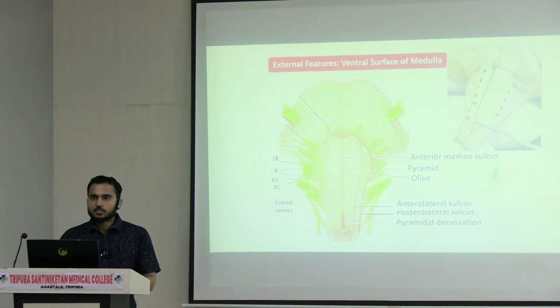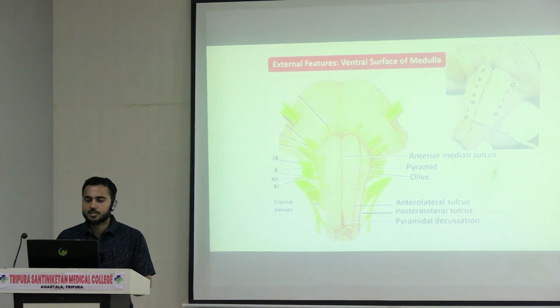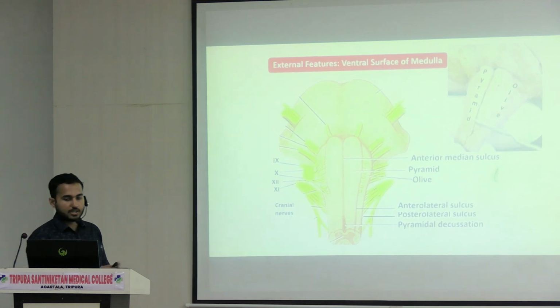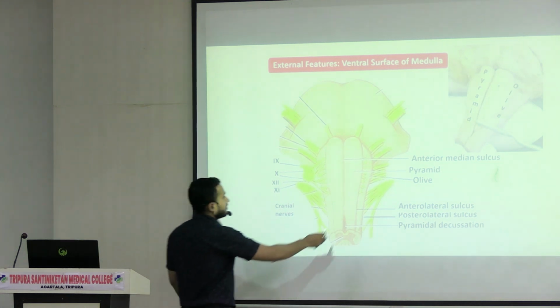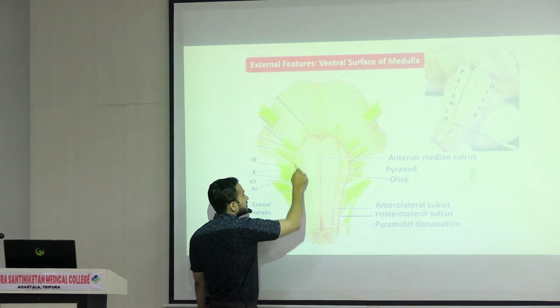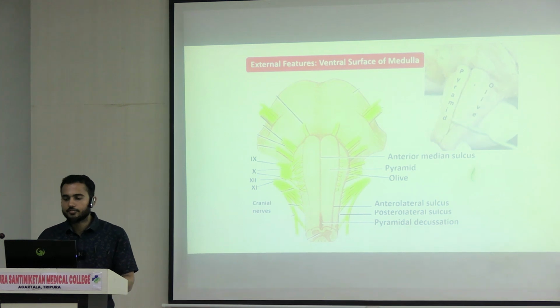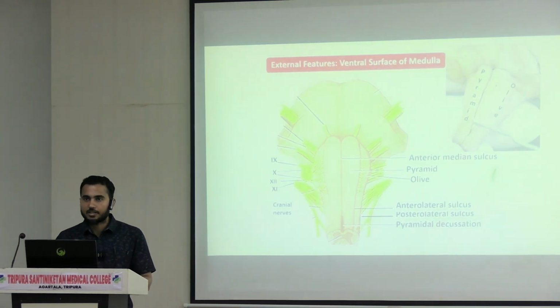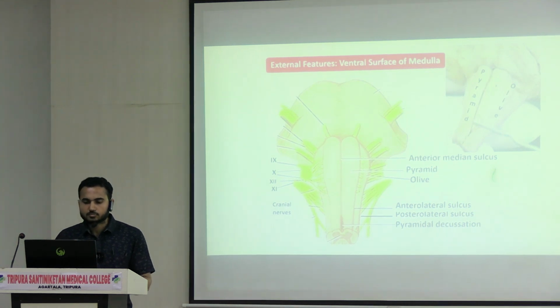Next, other features that can be seen are the olives. So what are olives? These are oval elevations posterolateral to the pyramid. This is the pyramid, and posterolateral to it the oval elevations are there. These are called olives. This is one olive, this is one olive. Now why are the olives formed? Because of the inferior olivary nucleus. Deep to the olive, you will find the inferior olivary nucleus. We'll discuss what the inferior olivary nucleus is, don't worry.